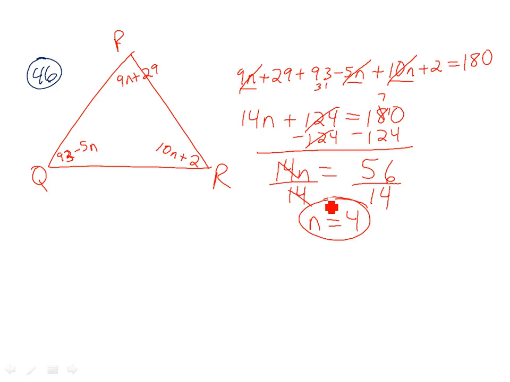Now, what are we going to do with that? Plug it in. Let's do this one, it looks easy. 10 times 4 plus 2, so that angle right there is 42 degrees. 9 times 4, 36 plus 29.